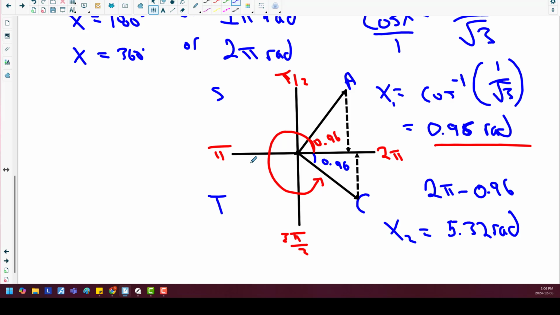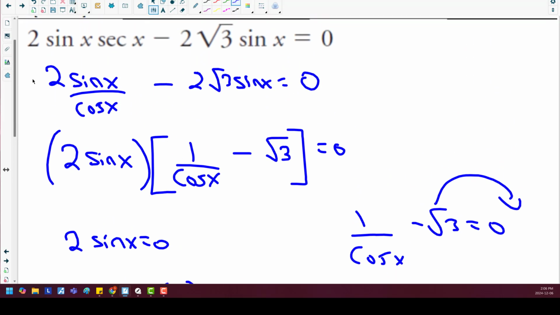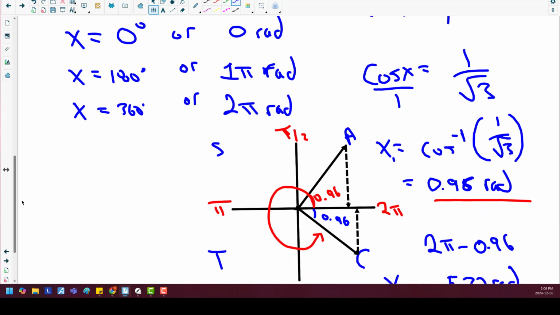So there's almost always a minimum of 2 possible solutions when it comes to these trig functions. All right. Good luck.